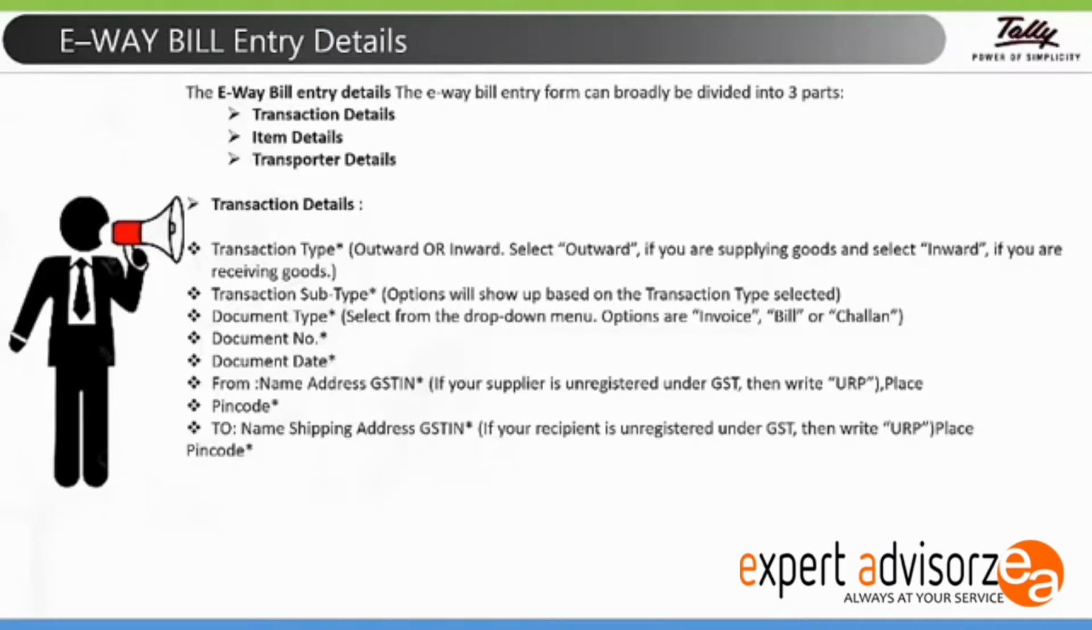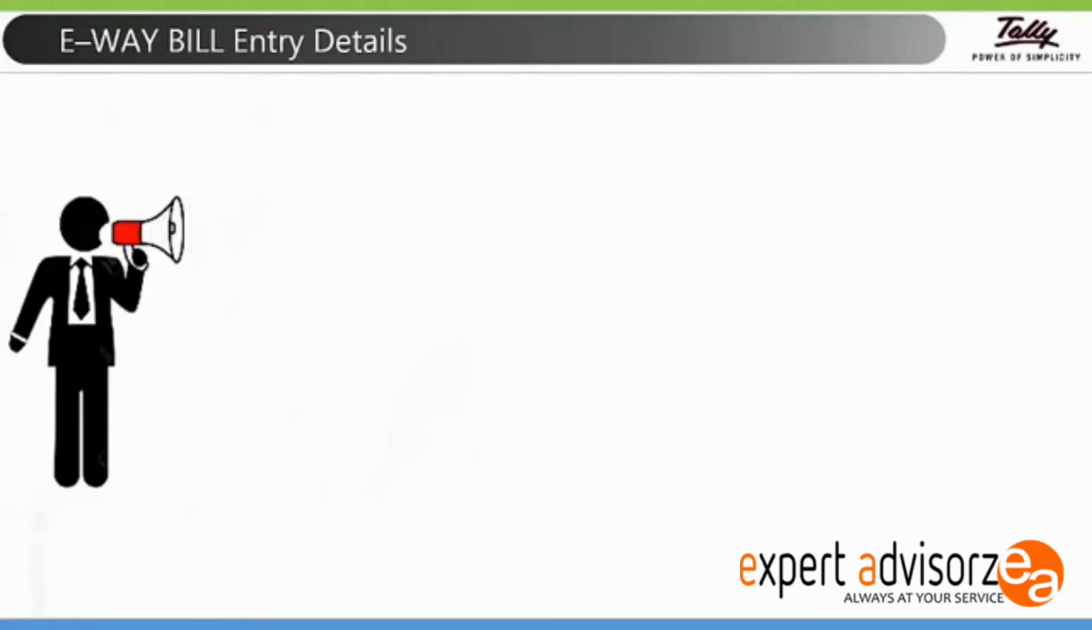The relevant document number, document date, and from address. For the supplier, if he is registered, enter the GSTN number. If not registered, URP can be entered, that is unregistered person. The PIN code is important. Then to which place the goods are being shipped, the shipping address, the recipient: if he has a GSTN, you can enter the GSTN number, or if he is an unregistered person, URP can be entered, and the PIN code is important.